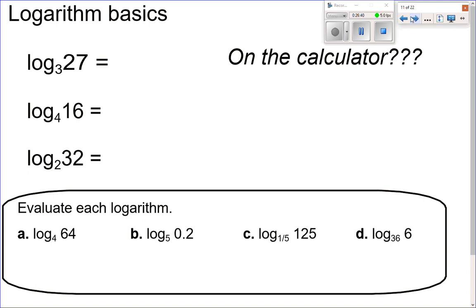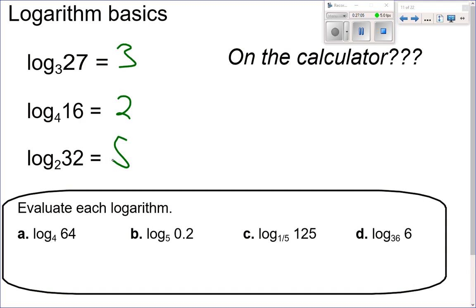Log base 3 of 27. Log base 4 of 16. Log base 2 of 32. That's it. What power do you raise 3 to get 27? What power do you raise 4 to get 16? What power do you raise 2 to get 32? That's how logarithms work. That's how the function is defined.